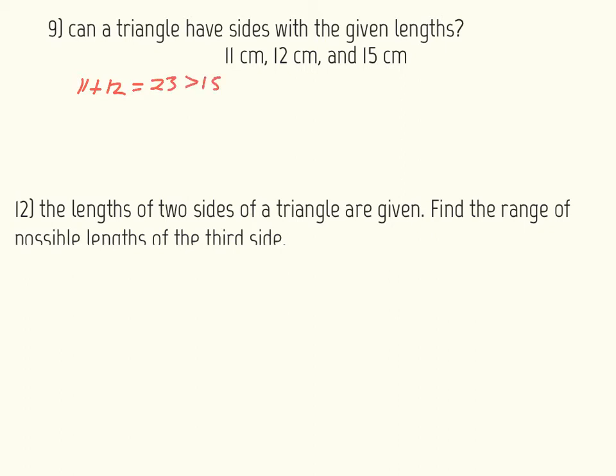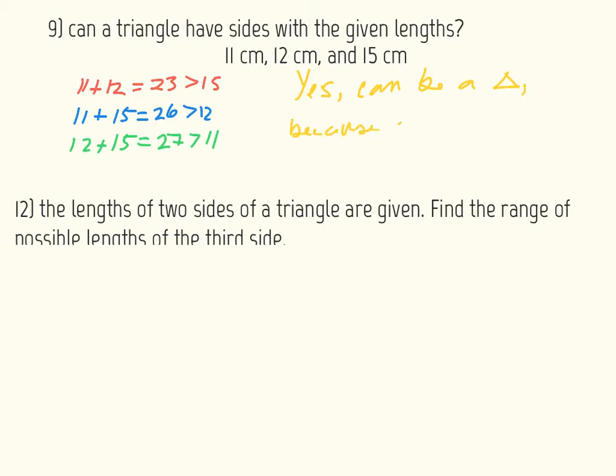The next one, we have 11 plus 15, which is equal to 26, which is greater than 12. And finally, we have 12 plus 15, which is equal to 27, which is greater than 11. So because they are all greater than the third side, we can say yes, this can be a triangle. And the reason is because of the triangle inequality theorem.